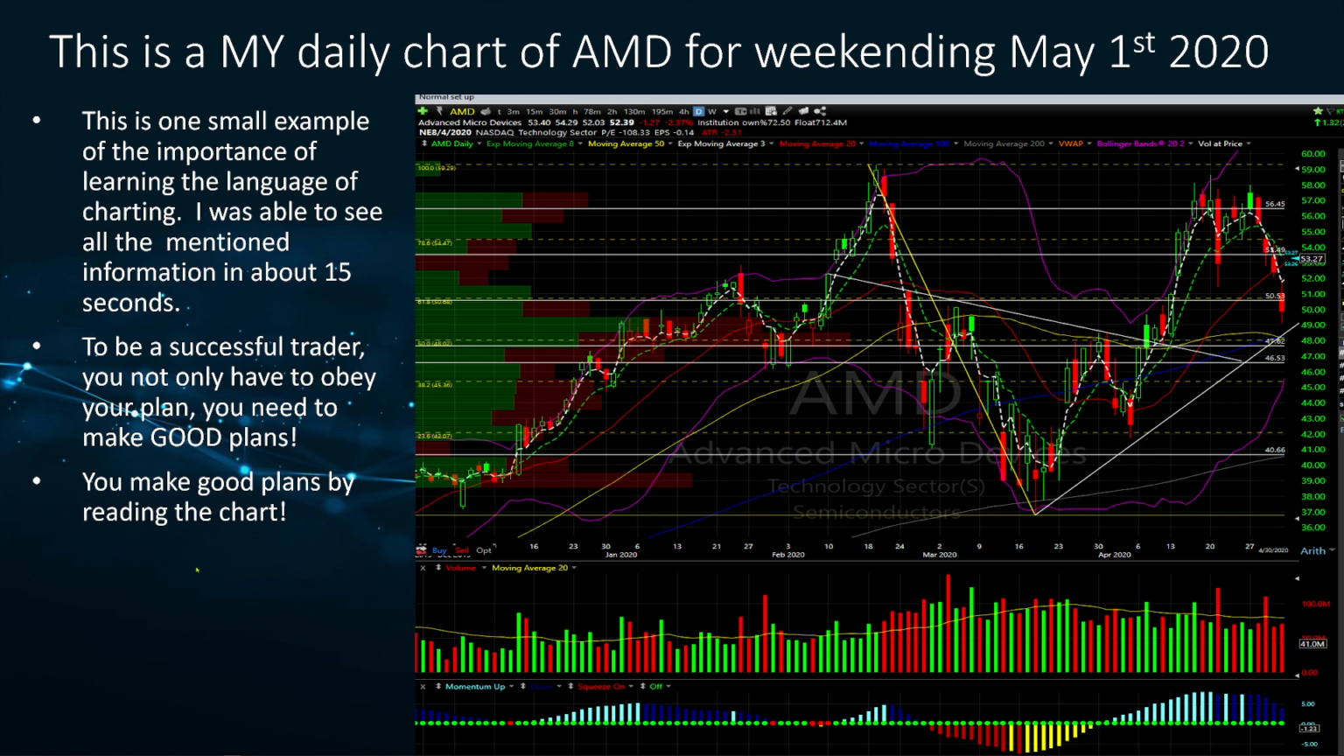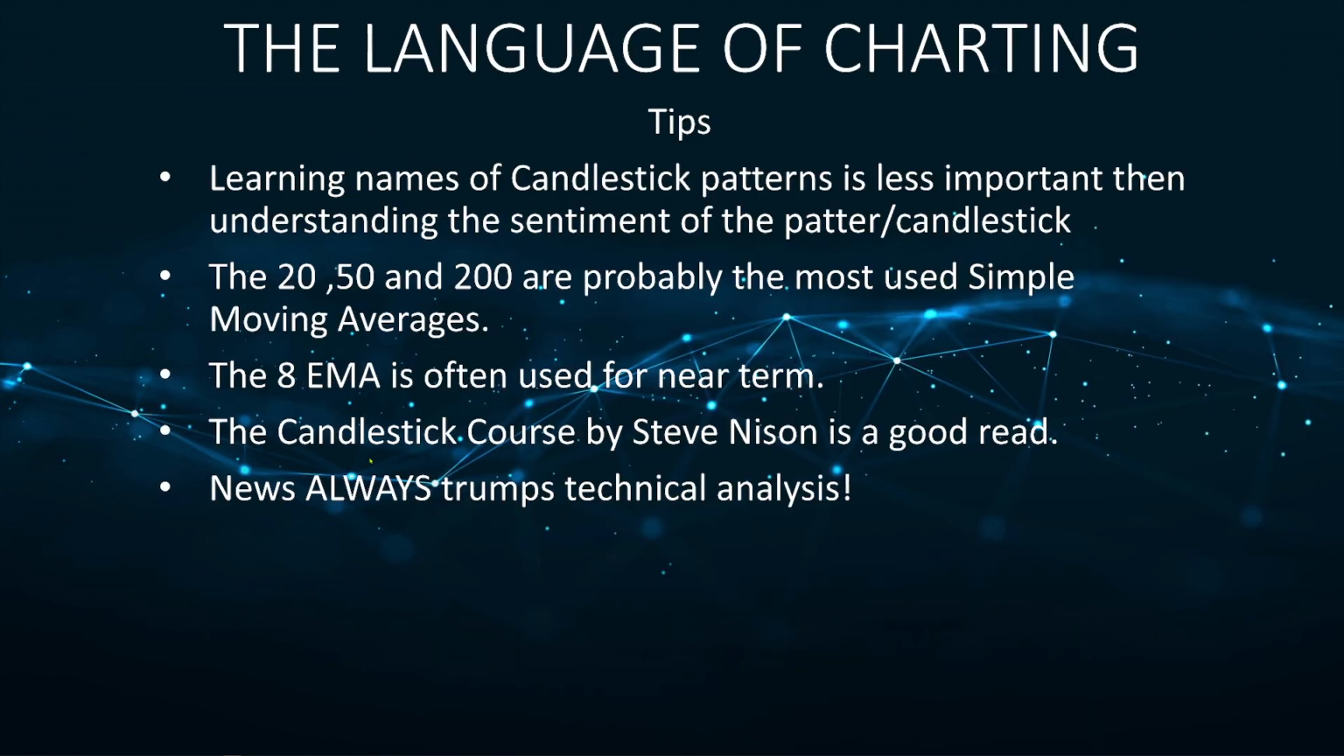This is how you become a successful trader. You make good plans by reading the chart. Learning candlestick patterns is less important. Here are some moving averages that are the most used: 20, 50, and 200. ADMA is often used for near term, like Nate uses that for buying the TPS. Candlestick Course by Steve Nison is a good read. And then just know news always trumps technicals.